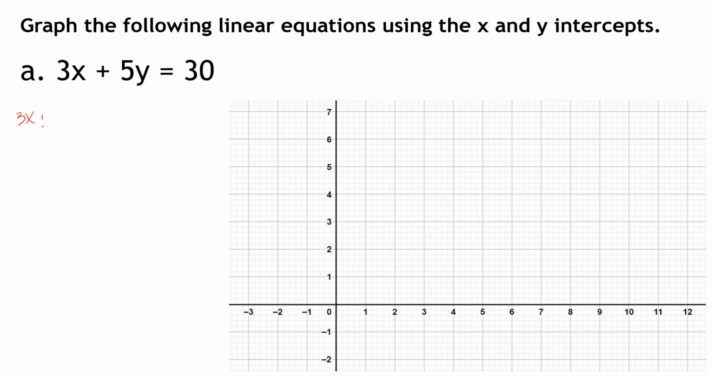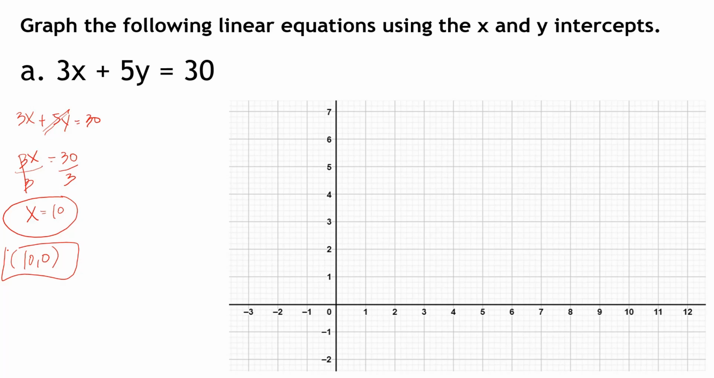So 3x plus 5y equals 30. We're solving for the x-intercept. We cross out the term with y. So this will give us 3x equals 30. And then division property of equality, divided by 3 on both sides. So x equals 10. Therefore, the coordinates are 10 and 0. Now the next step is to locate that in the Cartesian plane. So this is our 10 and 0, right?